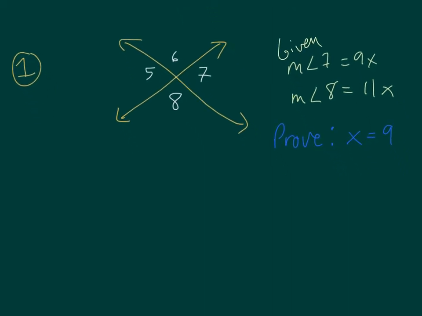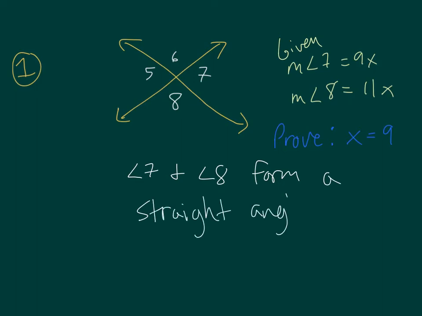The first thing that we want to say is angle 7 and angle 8. They told us that information. These angles, a straight angle, and that kind of makes sense because if you look at the picture, 7 and 8 right here make a nice straight line. When they combine them together, they get this line right there, so they're a straight angle. So they are linear pair angles.